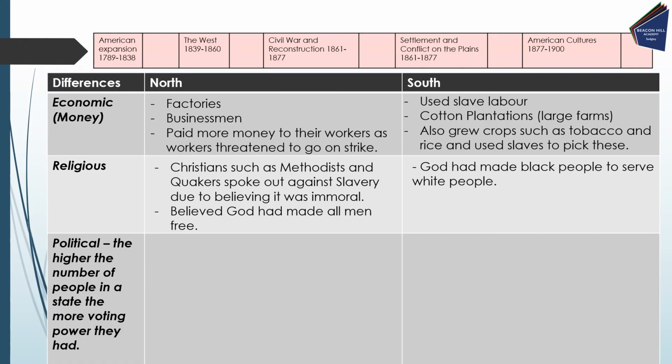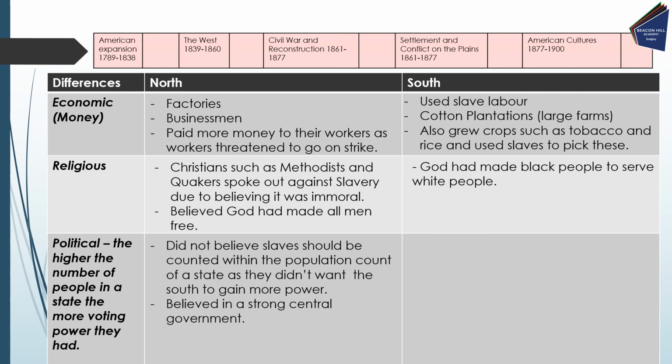In terms of political differences, just a reminder that the higher the number of people in a state, the more voting power they had. So in the North, they did not believe that slaves should be counted within the population count of a state at all, because they do not want the South to gain any more political power, and they believe in a strong central government.